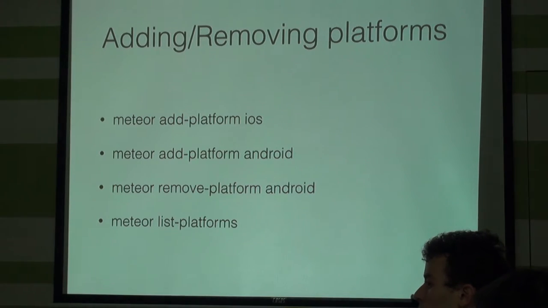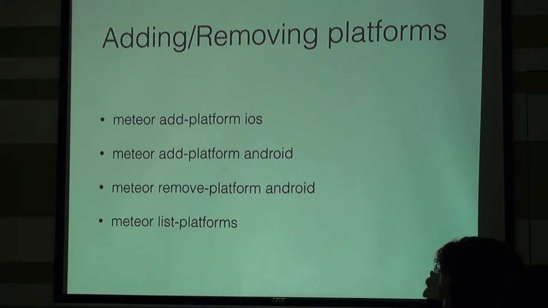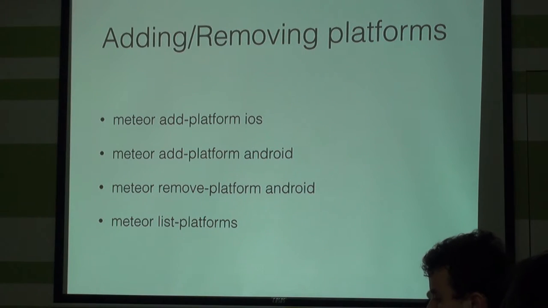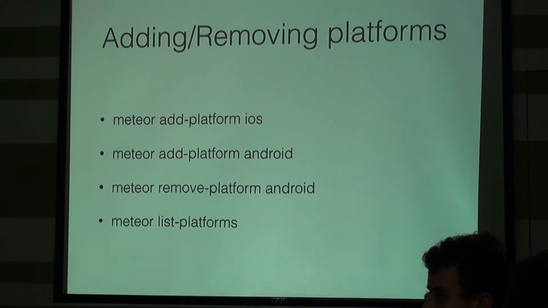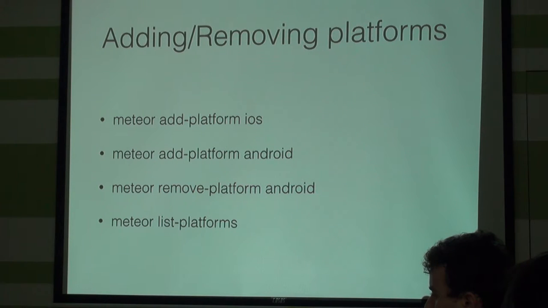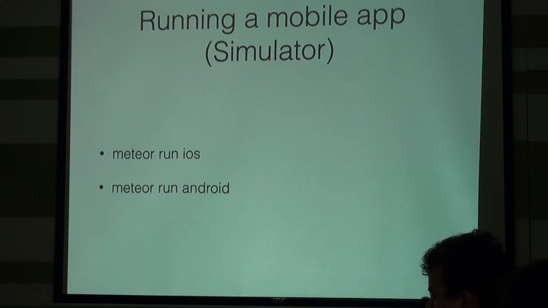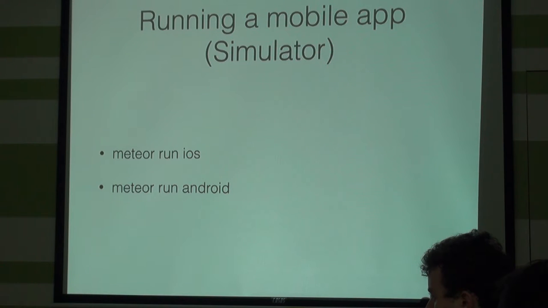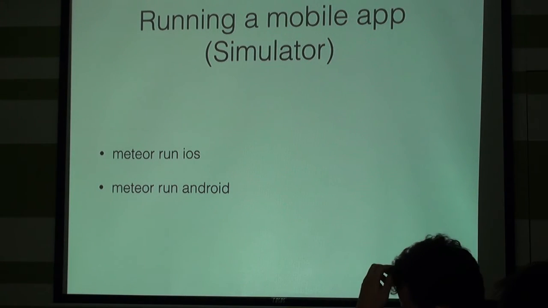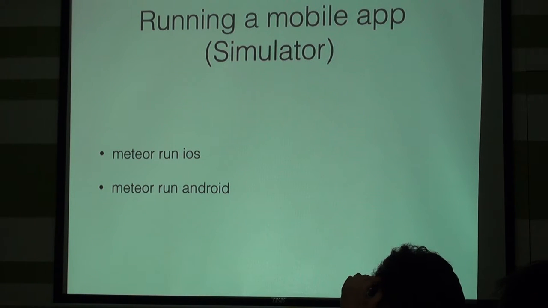So how do you add Cordova support for iOS and Android? You just need to type meteor add-platform ios in your command line. Then it will automatically install the Xcode tools or initialize your Xcode. If you want to remove that, you just type meteor remove-platform ios. And if you want to show how many platforms you have installed, you can type meteor list-platforms. I will demonstrate the iOS one later. After adding the platform, the only thing you need to do is type meteor run ios. Then the simulator will pop up, an emulator for iOS. I will show that later.